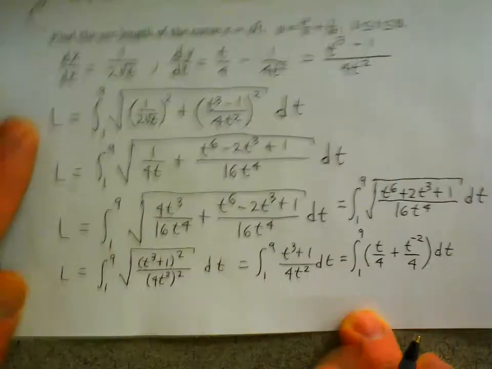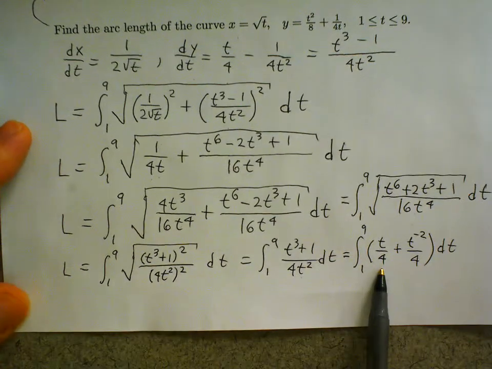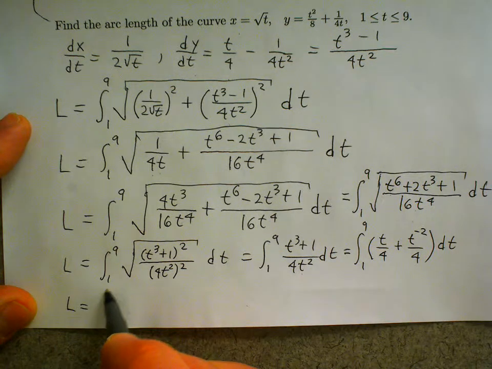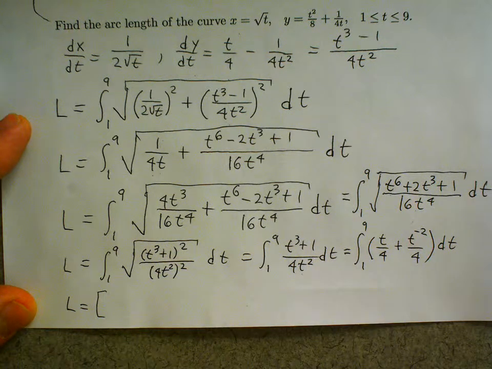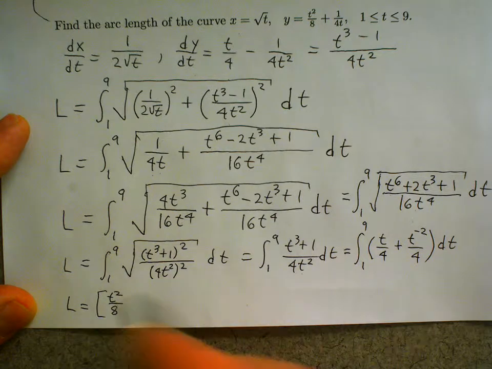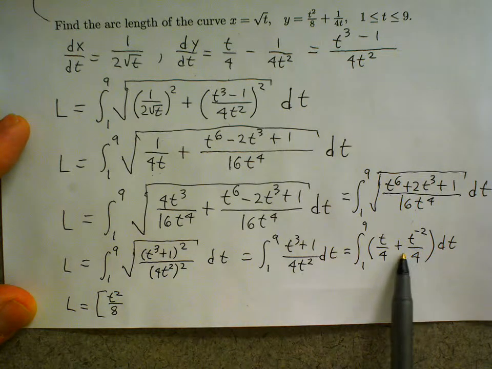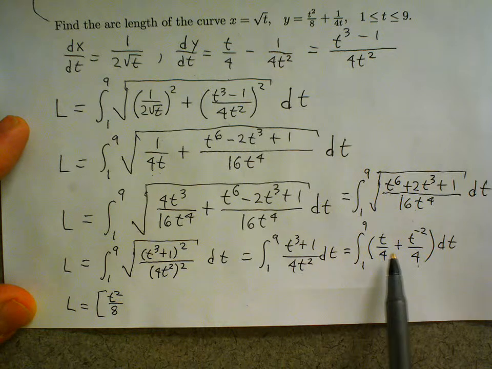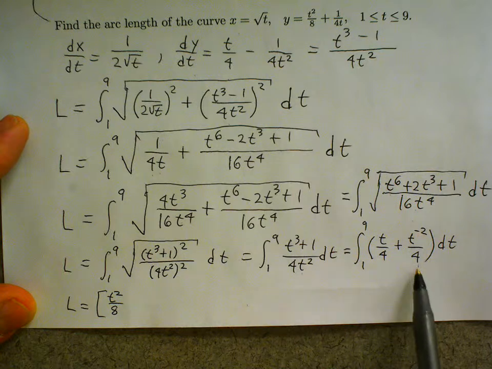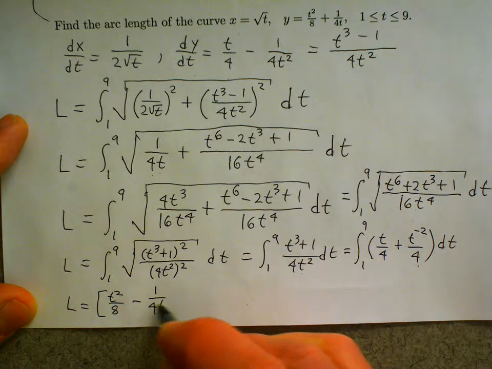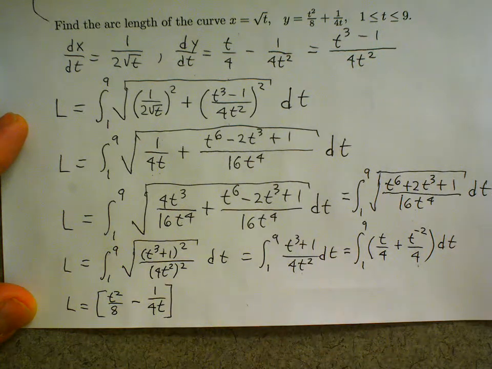Then we can find antiderivatives. Okay, an antiderivative of t over 4, t to the second over 8. And an antiderivative of t to the negative 2 over 4 is negative t to the negative 1 over 4, or minus 1 over 4t. And then we'll evaluate that from 1 to 9.